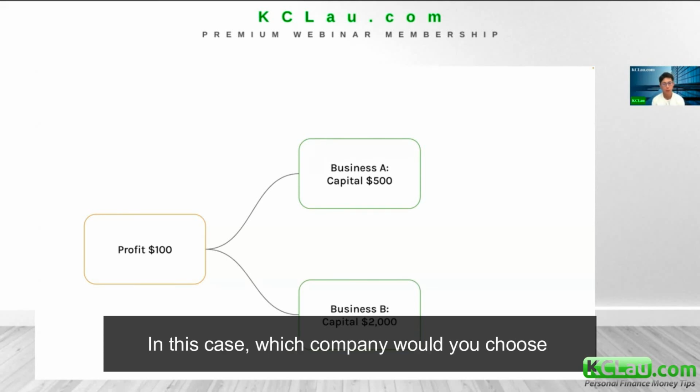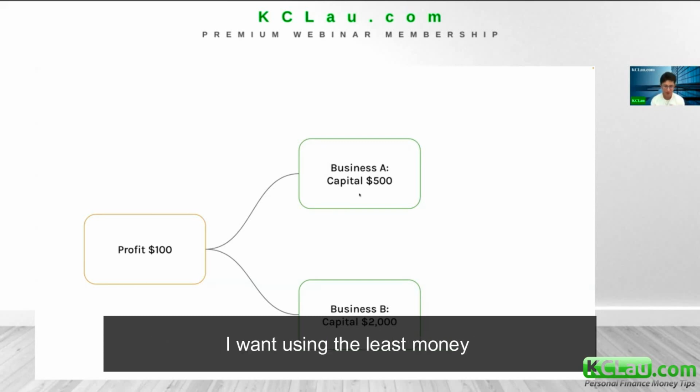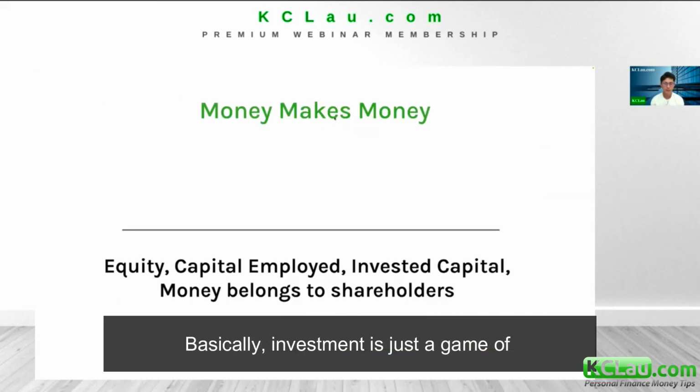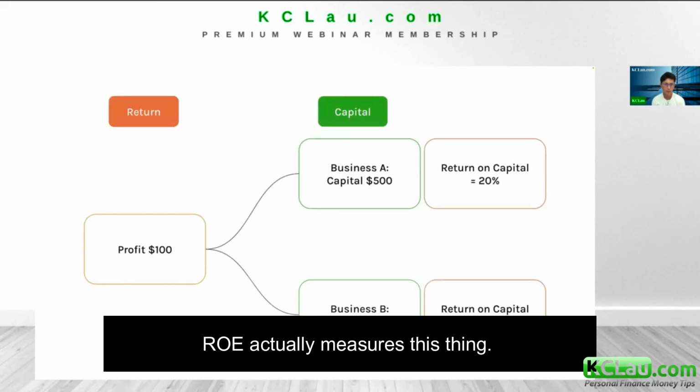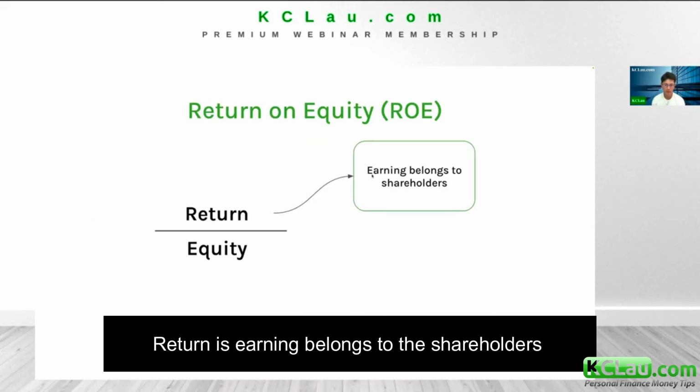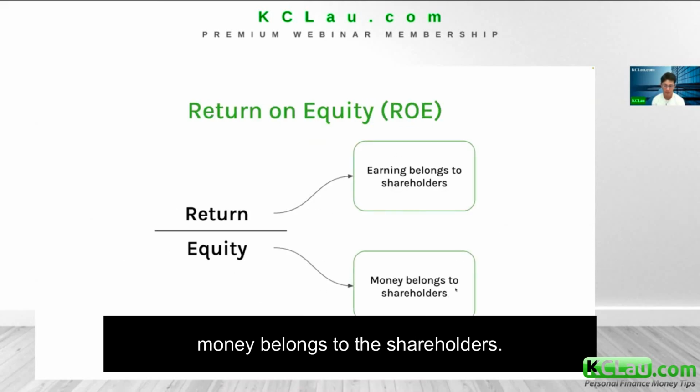So in this case, which company would you choose if you are going to invest, if you're going to start a business? I want to use the least money, making the best profit. This part we call the return, and then this part we call the capital. So basically, it's just a game of money makes money. ROE basically measures this thing. Return, we say earnings belong to the shareholder, and then equity is the money belonging to the shareholder.